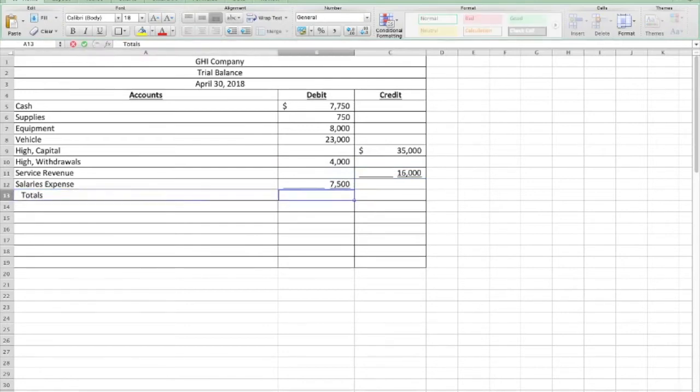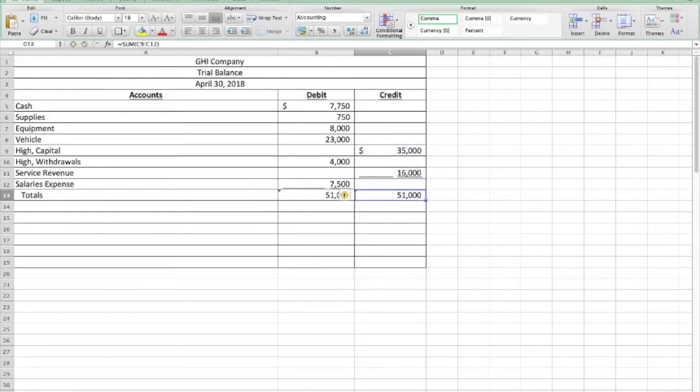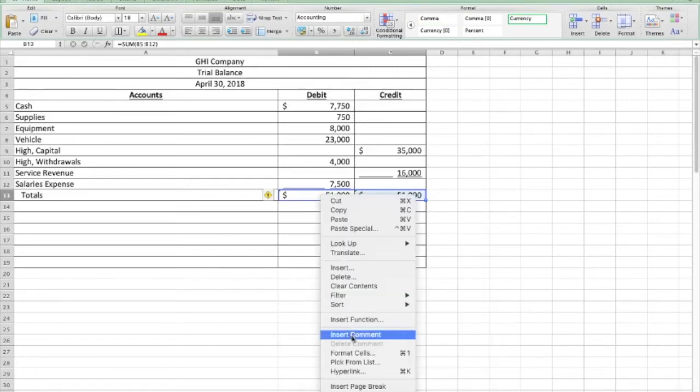So now I just want to have one totals line down here at the bottom where I make sure that everything here in my debit column added together, $51,000, equals everything here in my credit column added together, $51,000. It does. So to wrap this trial balance up, let me take these two numbers and $ sign them. There we go. And then I want to double underline them as well.